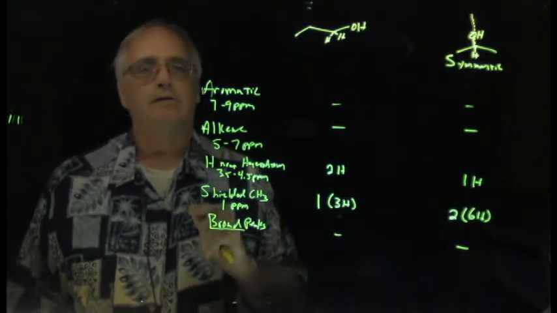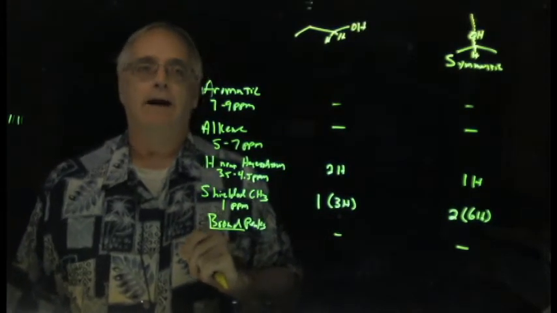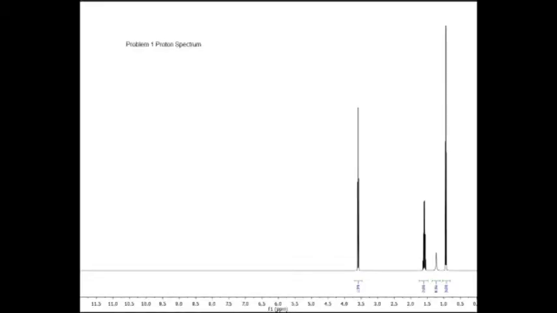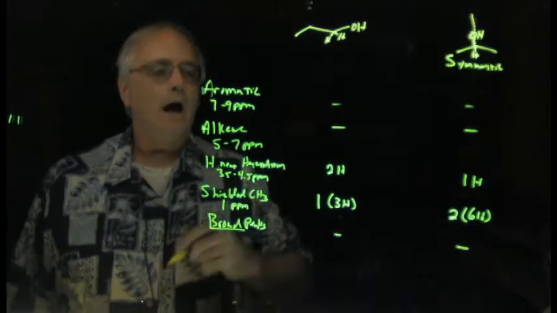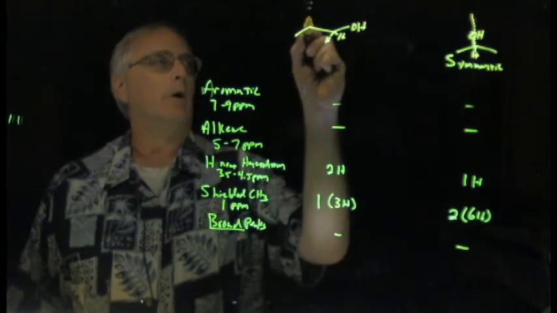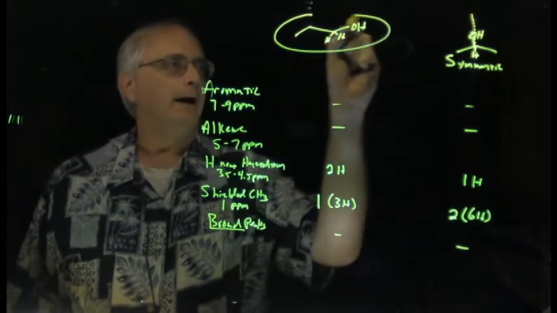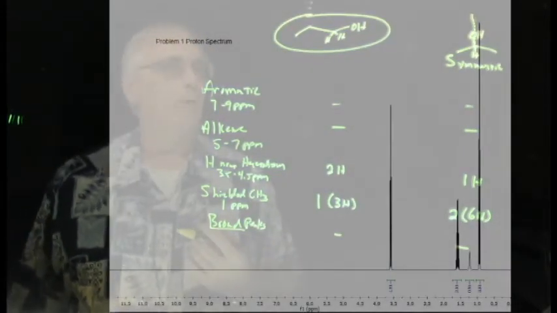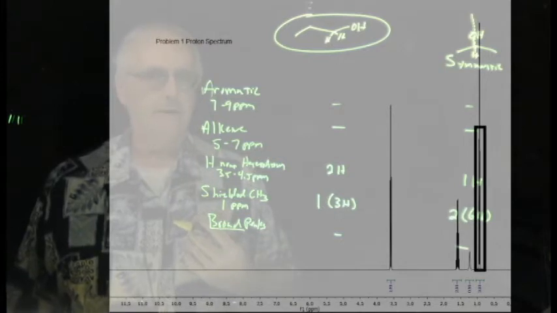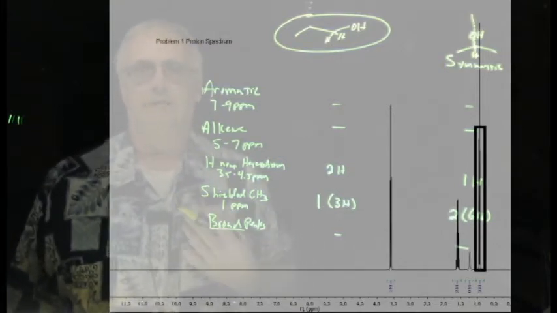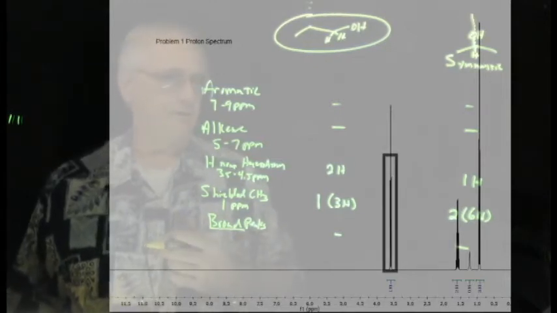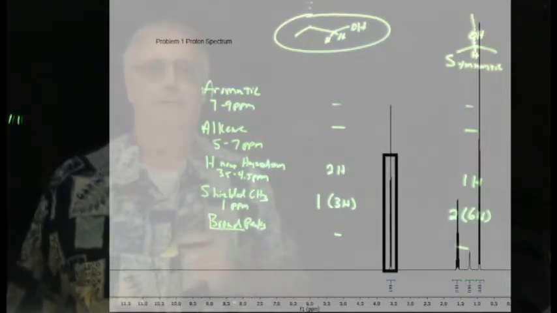of things to look for. So what we're going to do is take a look at the actual proton spectrum given in the problem. Here it is. And clearly it's 1-propanol. We have a shielded methyl group right around 1 ppm integrating to 3. We have a group of hydrogens right here at 4 ppm integrating to 2. Clearly it's the 1-propanol.